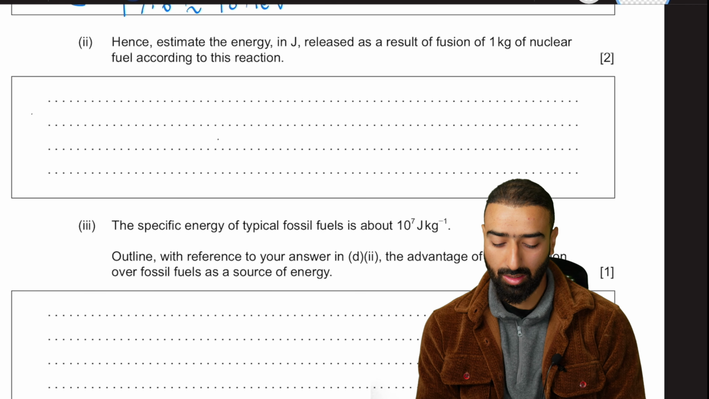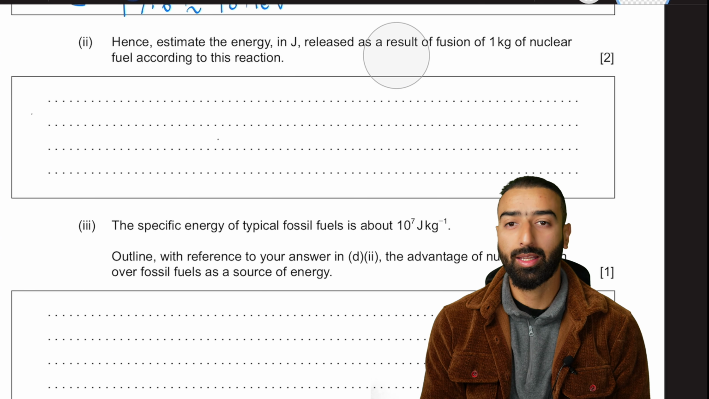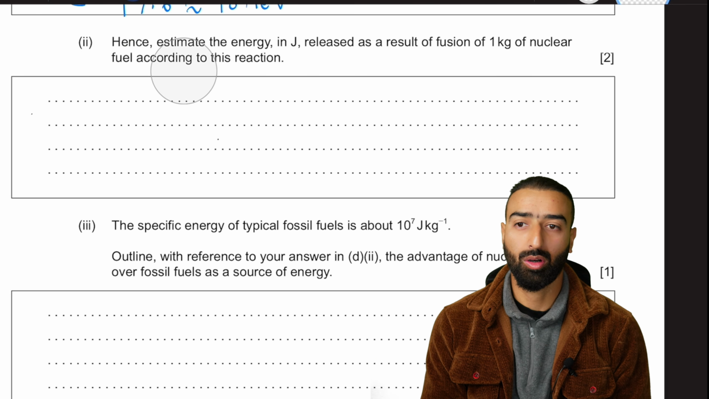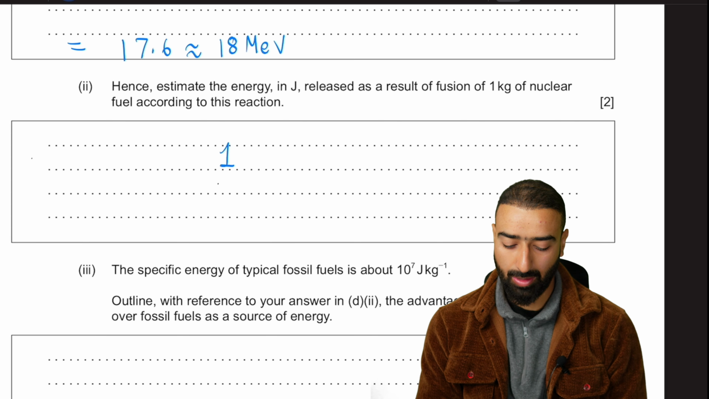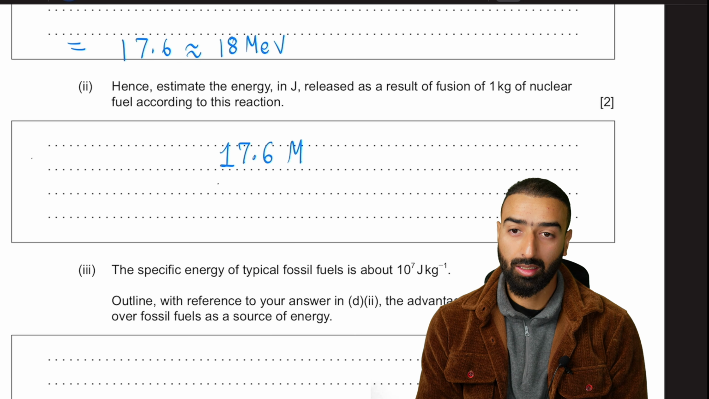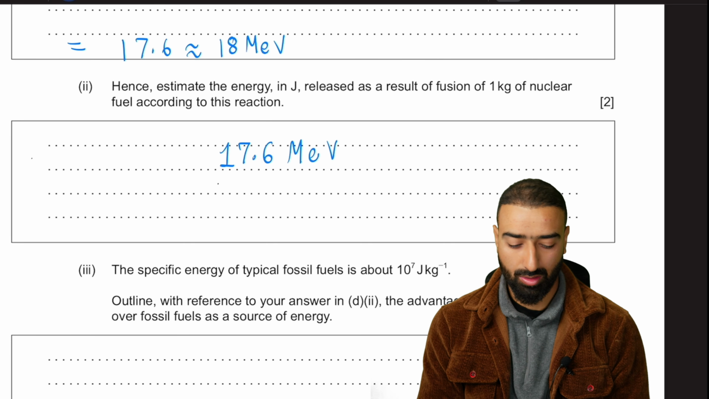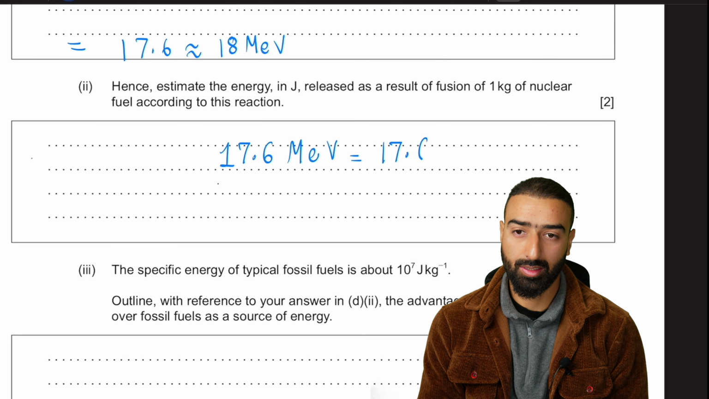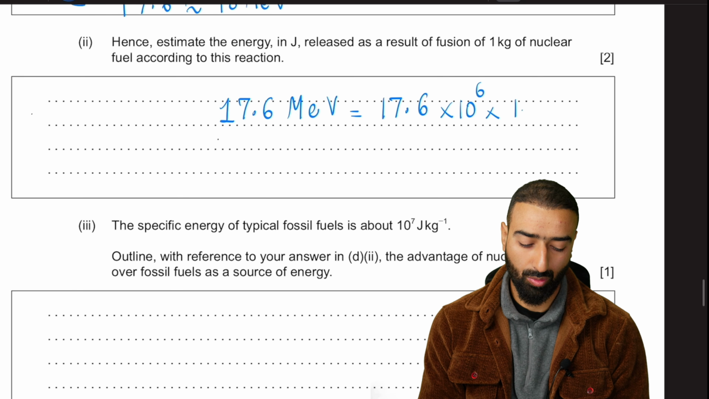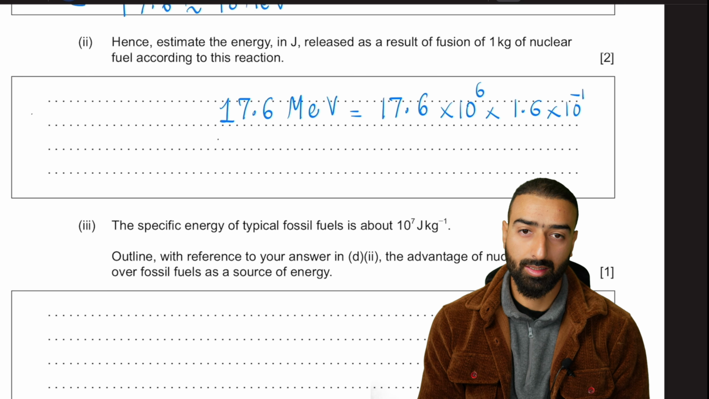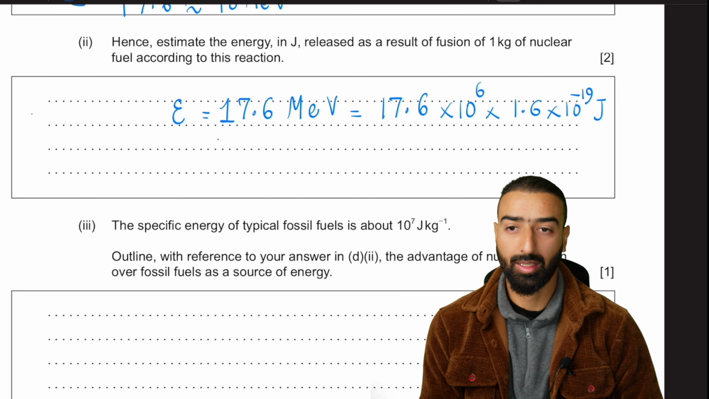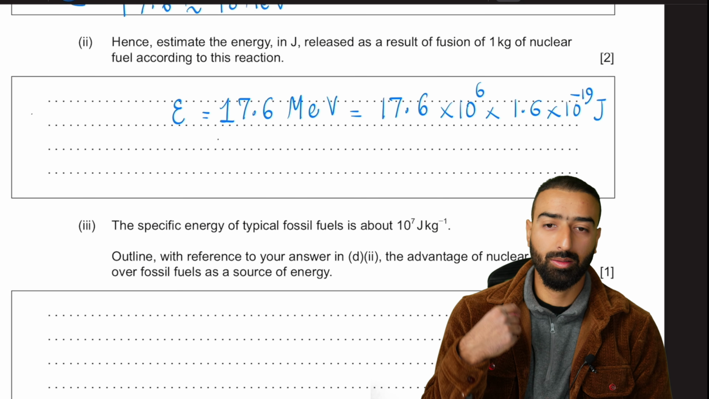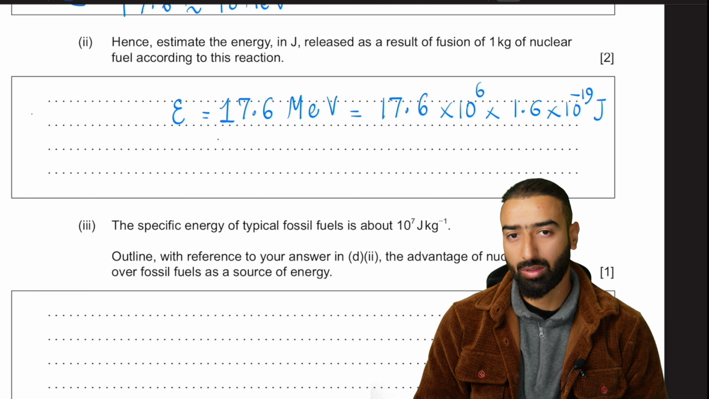Hence, estimate the energy in joules released as a result of fusion of 1 kilogram of nuclear fuel according to this reaction. So we have an energy of about 17.6 mega electron volts. Let's convert this to joules. This will be about 17.6, mega means 10 to the 6, and electron volt is 1.6 into 10 to the minus 19 joules. All right, this is the amount of energy released when the reactants react and produce the helium nucleus.